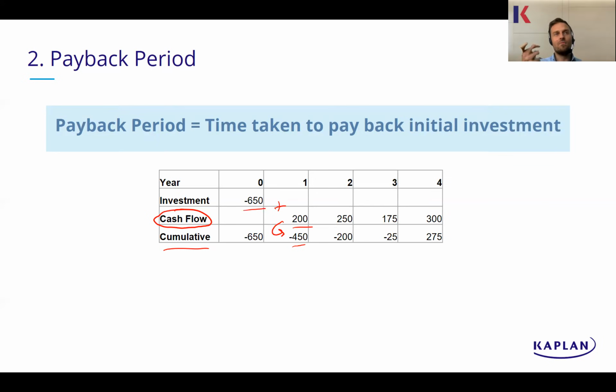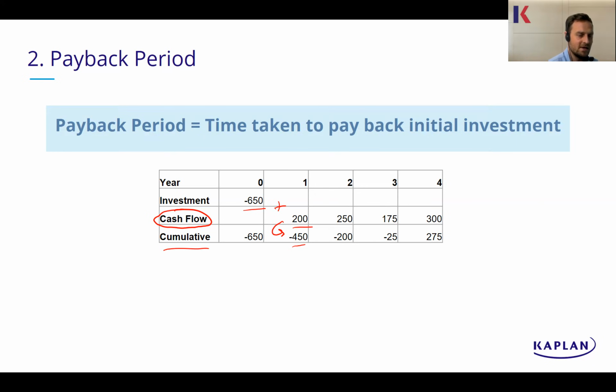Equally, you then earn back 250 in year 2. So now we're 200 under. In year 3, we earn back 175. So now we're 25 under. We're pretty close to breaking even there. Remember, we're looking at the point at which we get to 0. When do we break even? And then in year 4, we make 300. So now we're on 275.